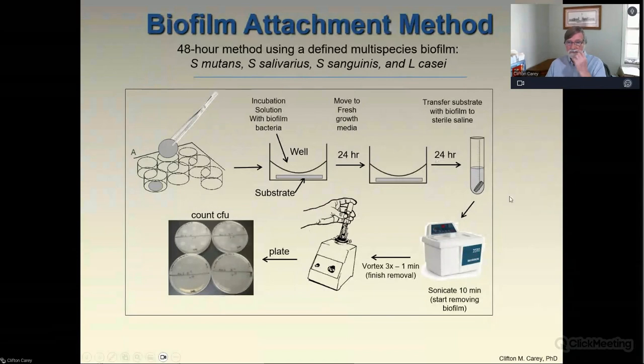And then change that. And so we did this for 48 hours. Then after the time's up, you sonicate to remove the biofilm from the surface of the substrate and mix it up into sterile saline and then plate it. And we redo the extraction. We call this the extraction steps. We redo the extraction until nothing grows on our plates. So then we just add those together.